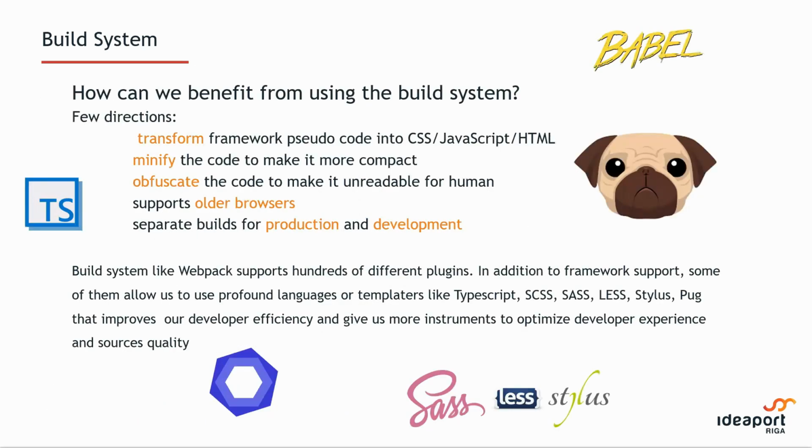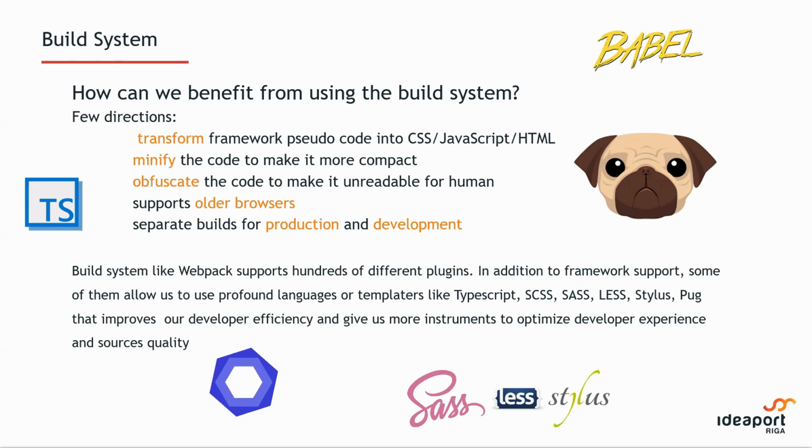What are the bonuses that we get if we start using the build system? There are many, I'll only name a few. So at first, when you use that with the front-end framework, it transforms the framework pseudocode into CSS, JavaScript, and HTML. You can also use that to minify the code for production build, for example, because these minification plugins can decrease your code up to 20 times. It significantly improves the load of the application. You can also obfuscate the code, make it unreadable if you, for some reason, want to hide the code. Not to say for hiding the code, but it takes place also. If you want to support the old browsers, there are plugins for that.